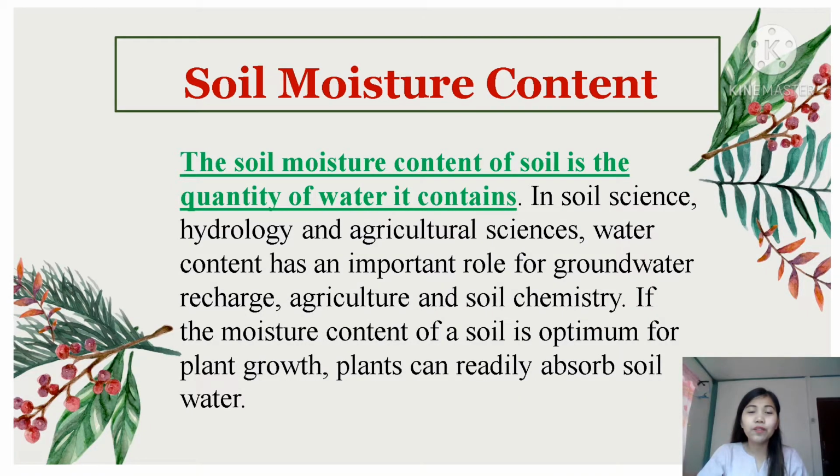Let us first define soil moisture content. The soil moisture content of soil is the quantity of water it contains. In soil science, hydrology, and agricultural sciences, water content has an important role for groundwater recharge, agriculture, and soil chemistry. If the moisture content of a soil is optimum for plant growth, plants can readily absorb soil water.